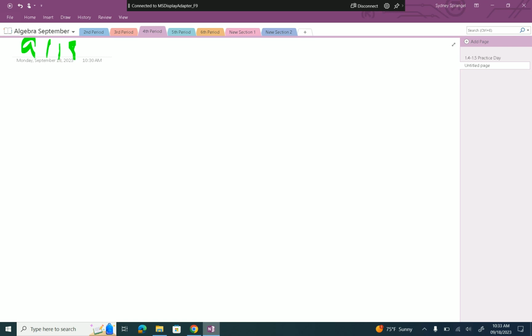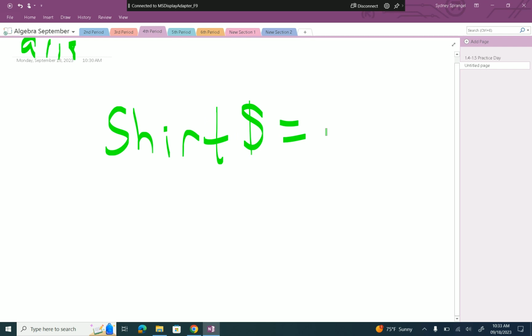So what do we think our variable is going to be? What do we not know? Perfect. We don't know how much each shirt was. So that's what I don't know. So the shirt price is what I don't know. What should we call that? What variable? What letter should I assign to it? S? S works. Or X. We could do X too. So we'll just call it S because it's shirts.